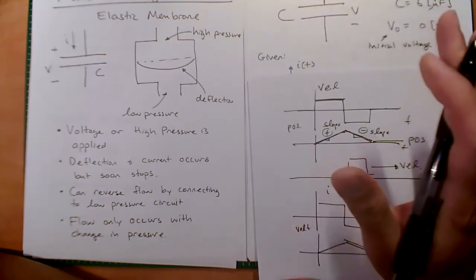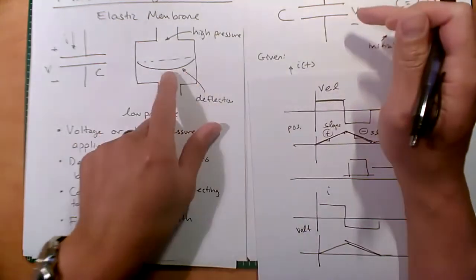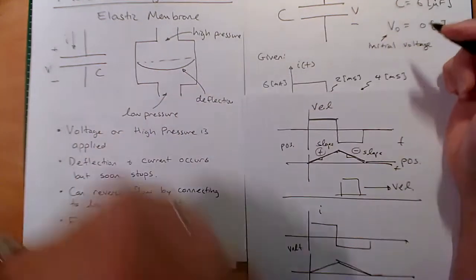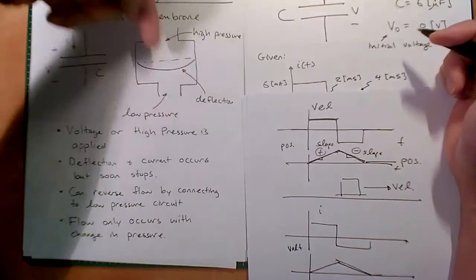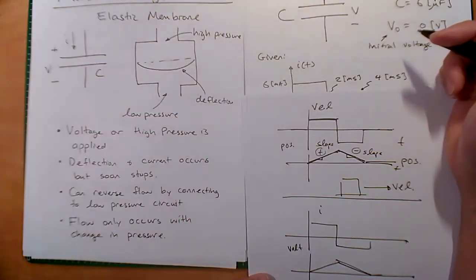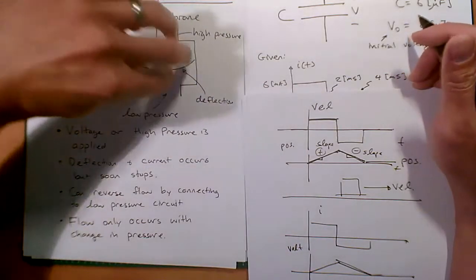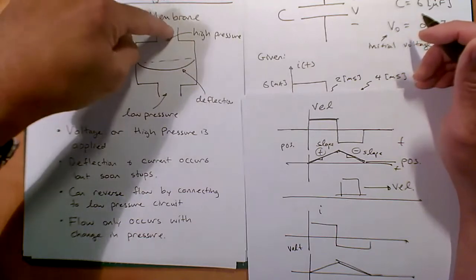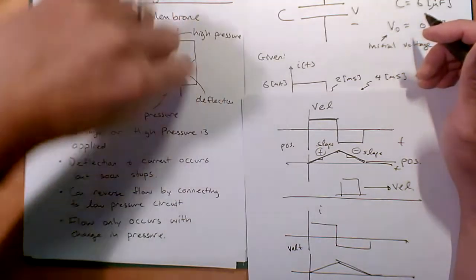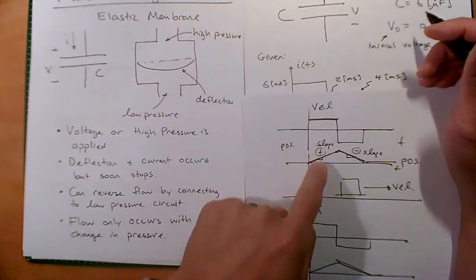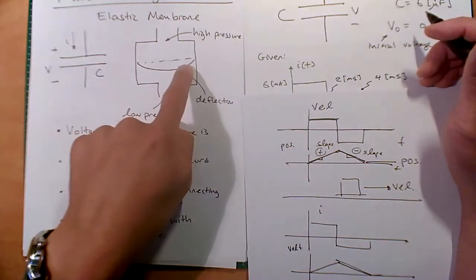Again, even before we do the math, let's try to think of it from this membrane. In order to get current that's flowing this way, what's going to happen? Well, we've got to be increasing the pressure on this side, right? Because once we stop increasing the pressure, once that pressure flatlines, the current's going to shut off, right?